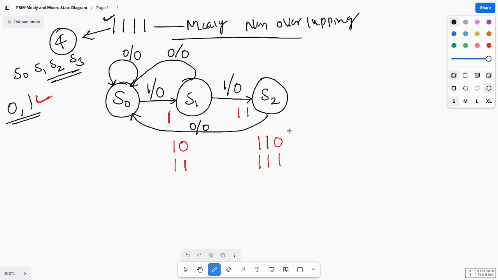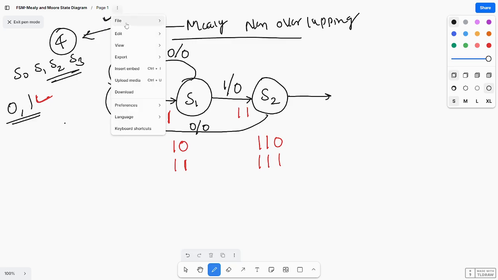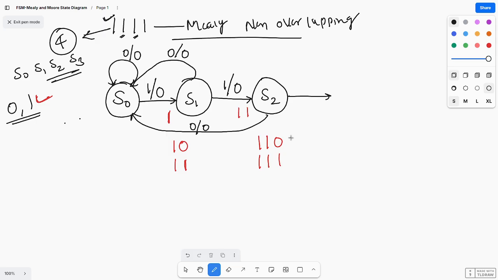Next, if it is 1 1 1, I got the sequence, so this sequence and this sequence I got. I didn't get the whole sequence, so the output is 0 only. And this is S3. S2 is over. Till S3 I got the sequence 1 1 1. From 1 1 1 I can get 0 or I can get 1.